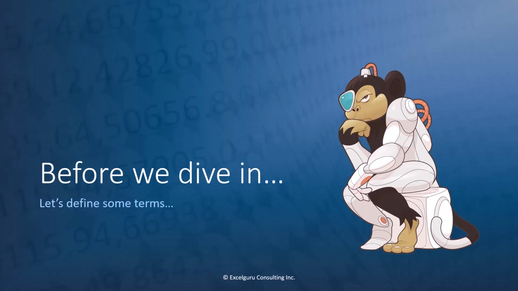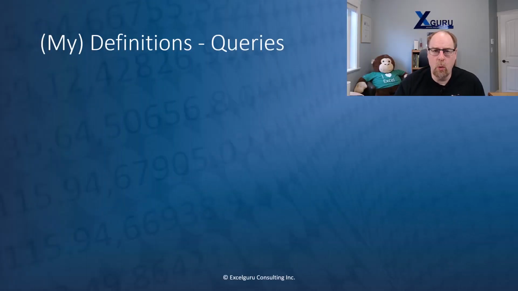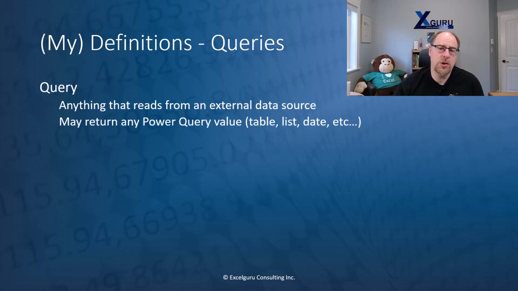Now, before we dive into today's technical content, I'd like to quickly define some terms and how I use them as I'm presenting this information. All right, so let's start with query, what we generally build in Power Query. A query to me is something that reads from an external data source because that's what I use Power Query for. Now, the important thing to know about this is that it could return any Power Query value. This could be a piece of text, it could be a list, it could be a table, anything that Power Query can return as a value, that's what we're looking at in this case.